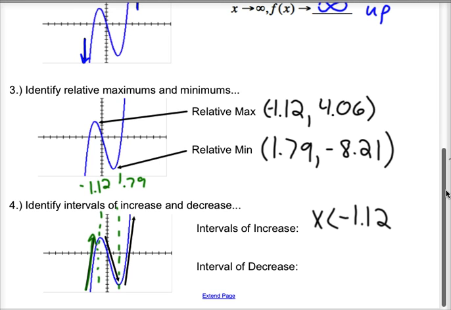And then look at what happens. Then it starts falling, starts going downward. Now, where is it going downward? Well, it's decreasing in between those two x values. So in between my max and min, it is decreasing. And then it turns around and it starts going back up again. So then once it hits that 1.79, everywhere greater than that 1.79, it is increasing again, going up.